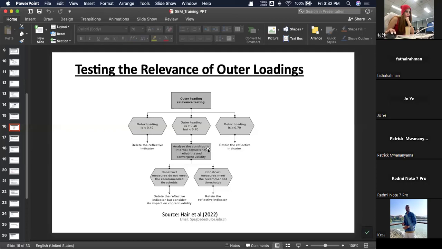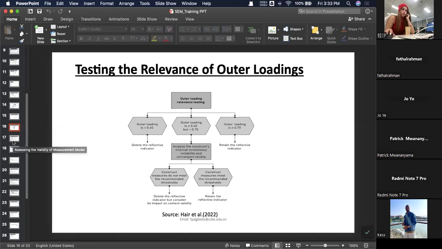Now coming down to the middle ones, analyze the construct internal consistency reliability and convergent validity. If construct measures do not meet the recommended thresholds, delete the reflective indicators if it leads to an increase. But if the construct measures meet the recommended thresholds or even higher, you can retain the reflective indicators. In this case, deleting them led to an increment in the construct reliability and validity, so it is best to delete, according to literature.